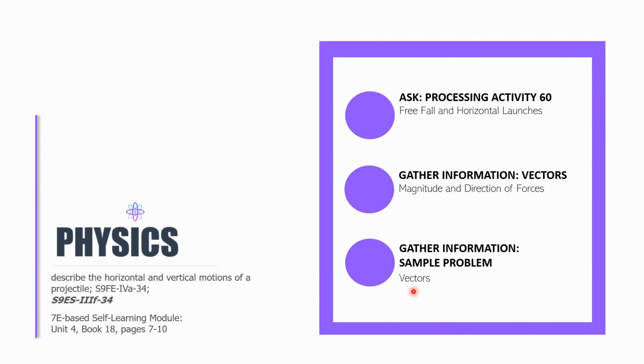So the first part is Ask, section processing activity number 60, free fall and horizontal launches. And then gather information on vectors, magnitude and direction of forces. And the last part is gather information section, a sample problem on vectors. This is still Sir CJ, and we're still trying to master learning competency that is present here. Describe the horizontal and vertical motions of a projectile. This is the knowledge catalogs of Physics 9.